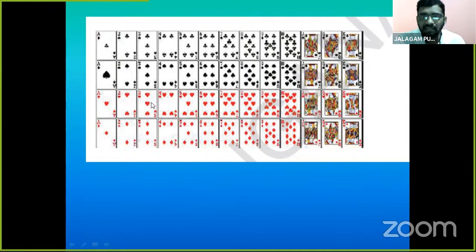Red color. Here red heart. Red heart. Here A, 2, 3, 4, 5, 6, 7, 8, 9, 10, J, Q. So here face cards. J, Q, K are called face cards. Remember children? J, Q, K are face cards. And here last one diamond. These are also 13 cards.